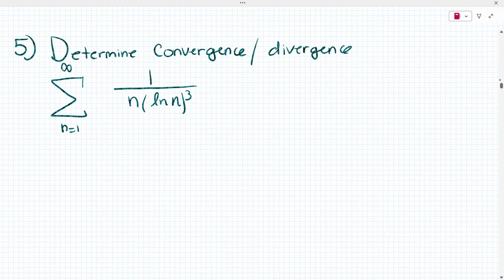So number 5 says determine if it converges or diverges. We have the sum from n equals 1 to infinity of 1 over n times ln cubed of n. So what test shall we use?